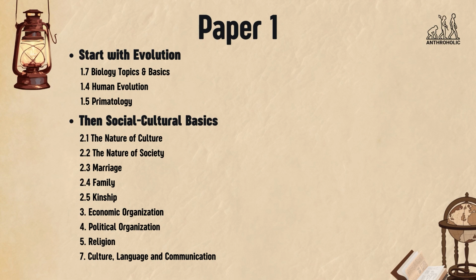Then topic 2.2, the nature of society; 2.3, marriage; 2.4, family; 2.5, kinship; 3, economic organization; 4, political organization; 5, religion. And 7, which is a topic related to linguistic anthropology but can be studied with social cultural anthropology: culture, language, and communication.